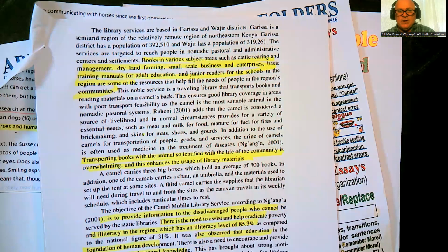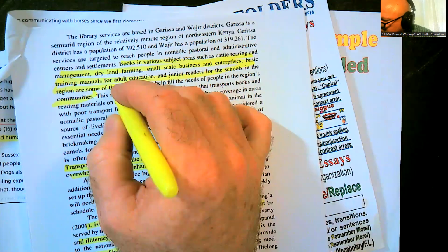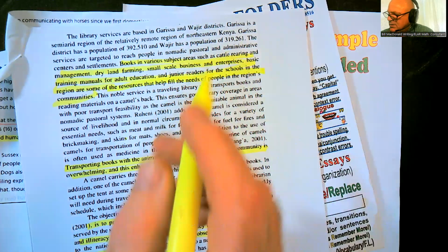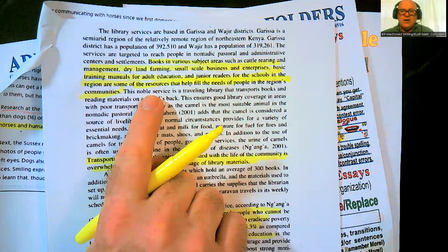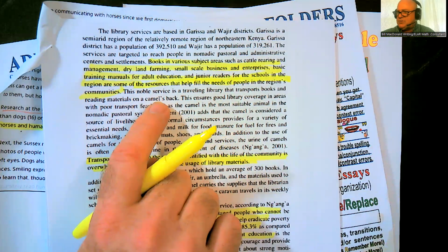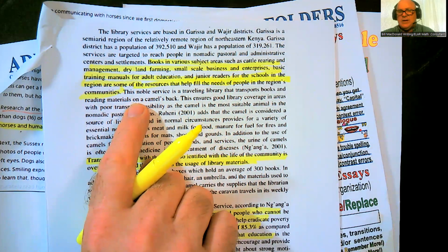So I'm going to make sure that I highlight that part because that was so as you see here, this noble service is a traveling library that transports books and reading materials on a camel's back. So that's why it's called the mobile library.